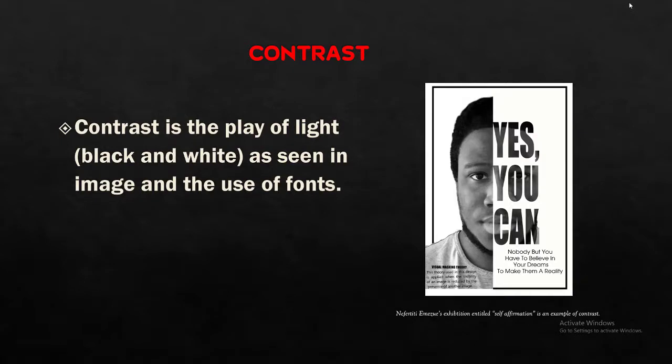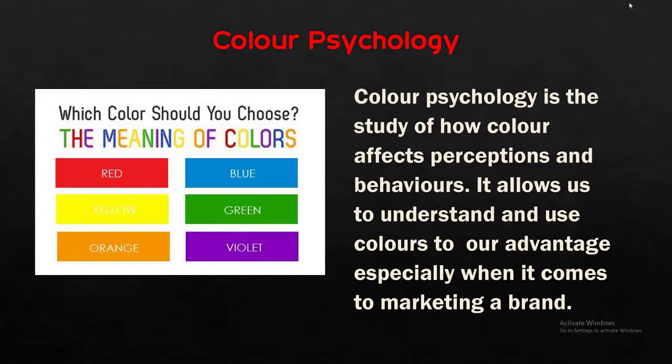Having understood what color is and the types of colors, a major thing to bear in mind is the perceptions and symbolism of colors. This can be called color psychology. Color psychology can be defined as the study of how colors affect perceptions and behaviors. In design, it is important to note the traditional interpretations of using various colors, as it allows us to understand and use colors to our advantage, especially when it comes to marketing a brand. I shall quickly highlight some major color perceptions to guide us in understanding the role of colors in designs.